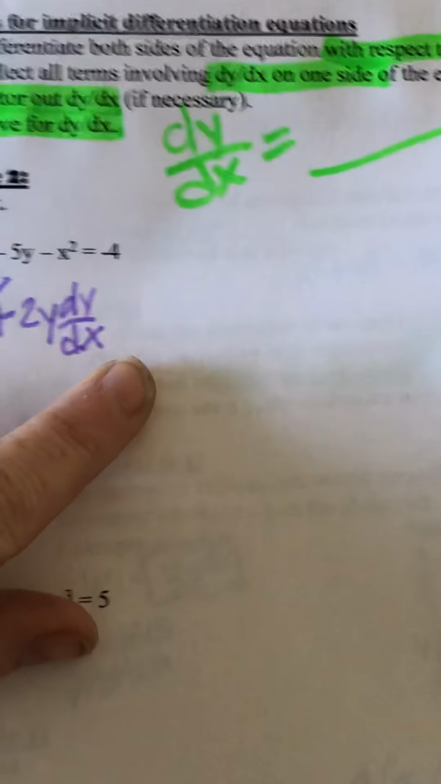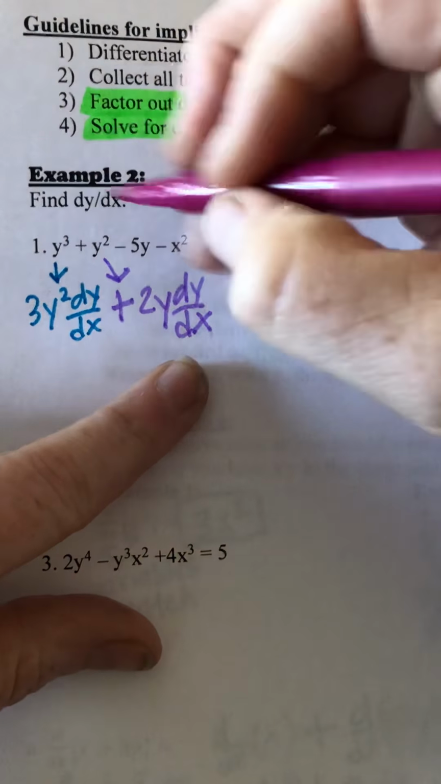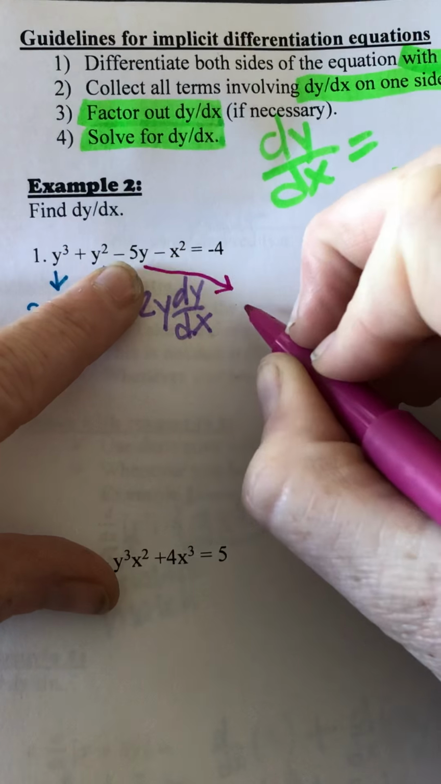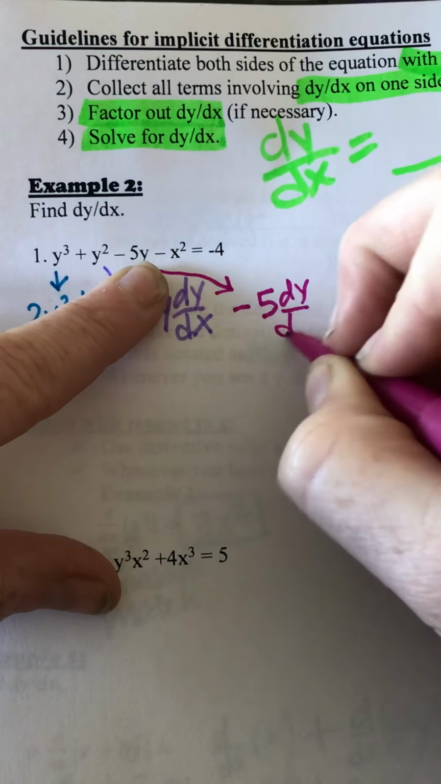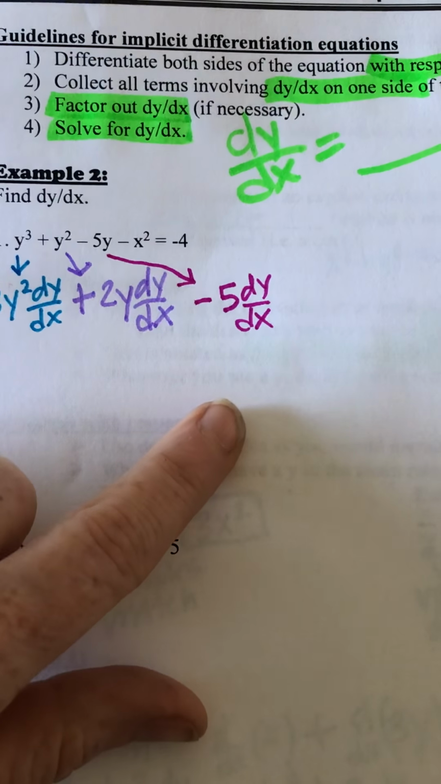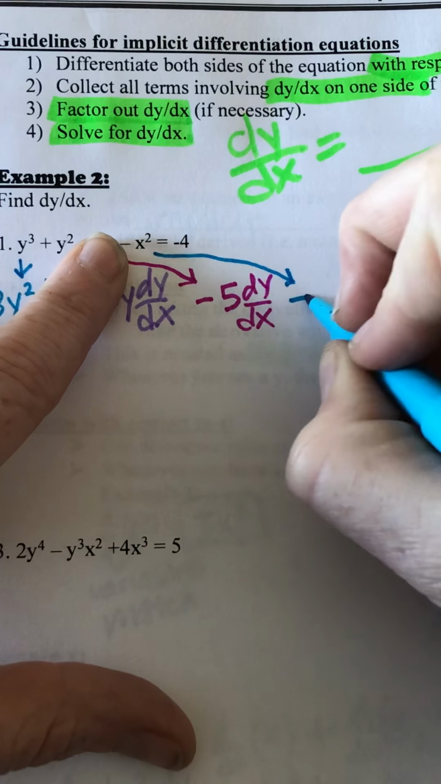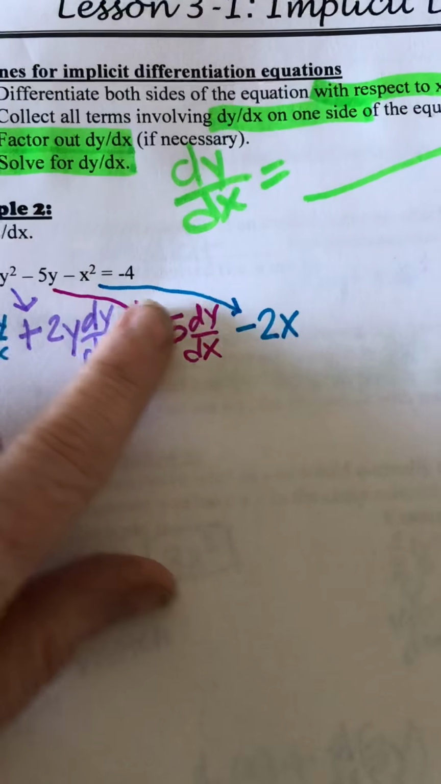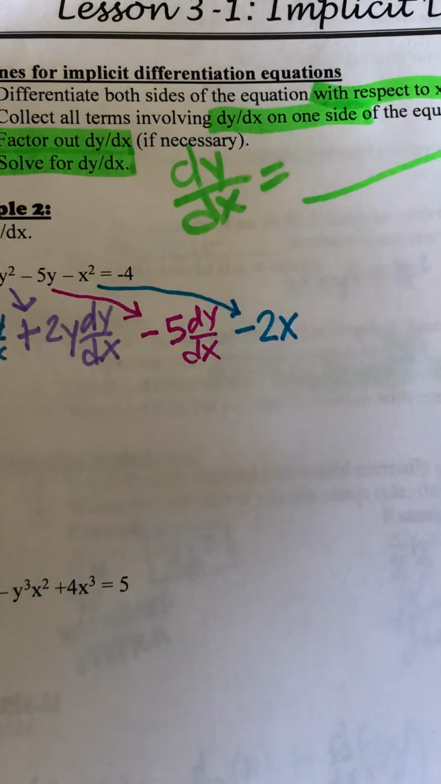I write a lot bigger than this types out, so stay with me. Negative 5y, that derivative would just be negative 5. There's still a y, so dy/dx. Minus x squared, that would be negative 2x, and we're differentiating with respect to x. So if I put dx over dx, it would go away. So we don't need to worry about it.